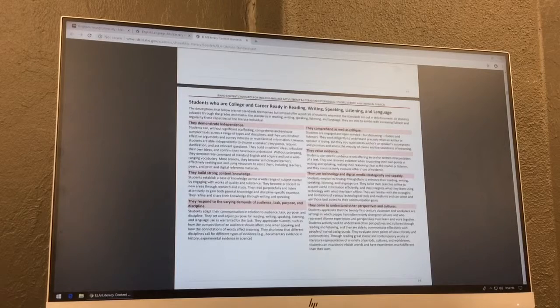They cite their evidence. They also use technology and digital media strategically and capably. They learn how to use technology in their learning. They know how to do Google searches. They know what tools to use to meet their communication goals, and probably goals for their learning as well. I like this one.